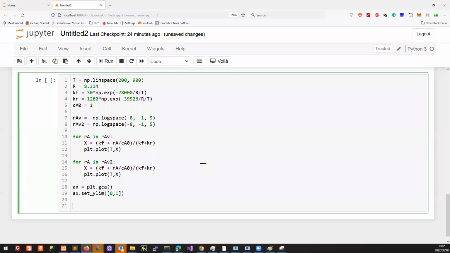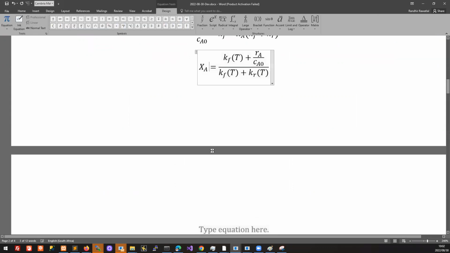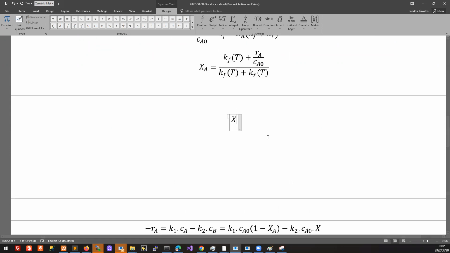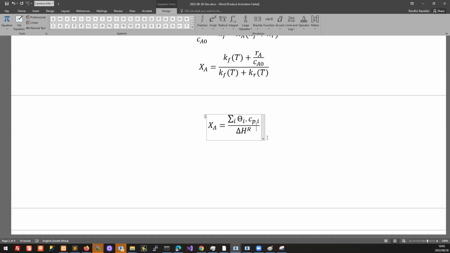So let's just write the equation over here. So we've got, here we've got XA equals, and it's going to be sum over theta, the inlet flow ratio, times the heat capacity, divided by the heat of reaction, and it's minus heat of reaction, right? So go back and have a look at our energy balance and you'll see all this. And then it's T minus T in.